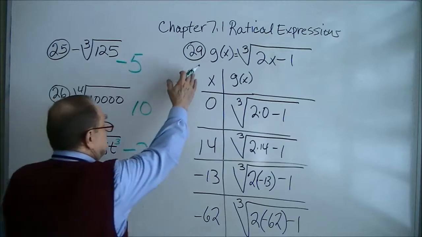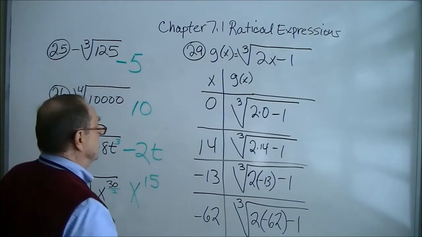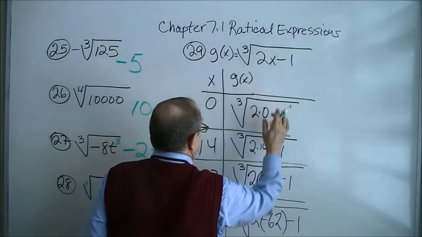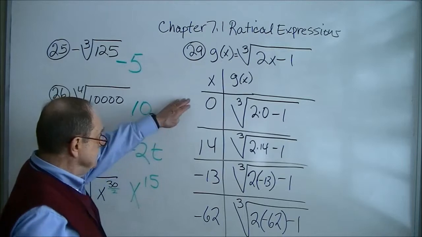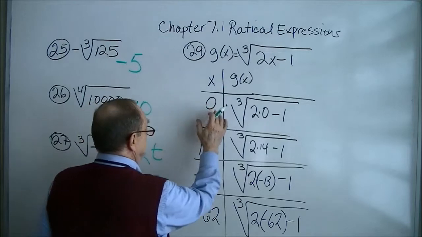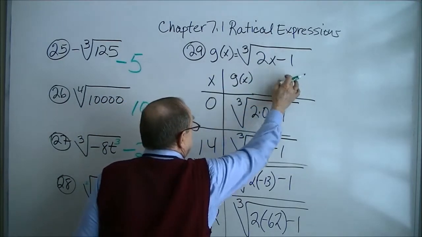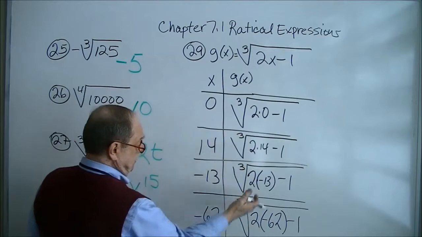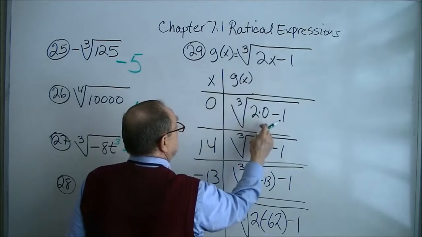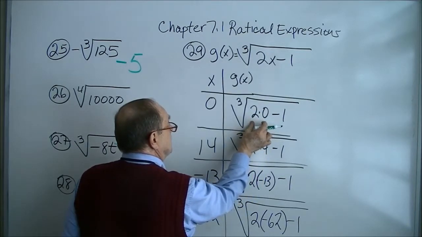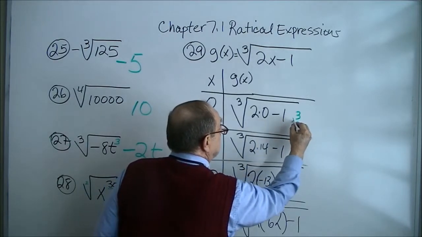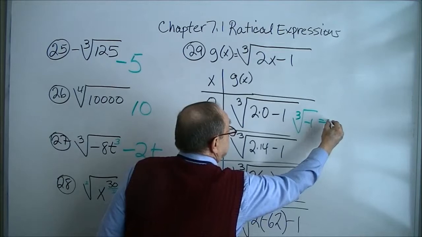Now up here they're asking us to do function again, where the function of g is such that the cube root of 2x minus 1. And they're giving us some values for x that we will then put into our radicand. And I've done a little bit of that for you to show you what's going on. So if x is 0, 2 times 0 is 0, and the cube root then of negative 1 is negative 1.